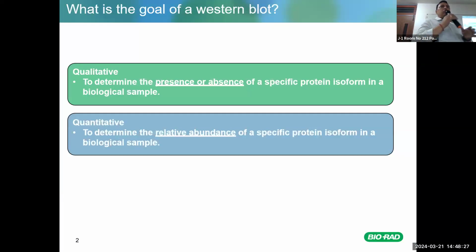So first of all, what is the use of Western blotting? These are the two main objectives of doing Western blotting. First of all, to determine the presence or absence, whether it is positive or negative, like whether a band is visible or not. Second is to quantify. So for quantification of any protein, you can just do Western blotting. And this is for a particular protein, not a whole solution.